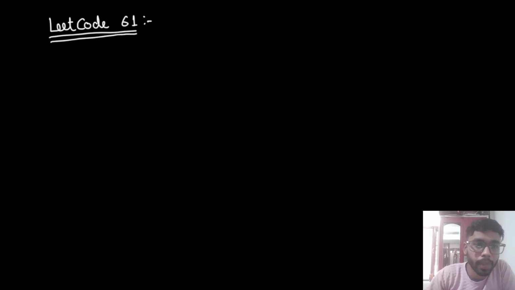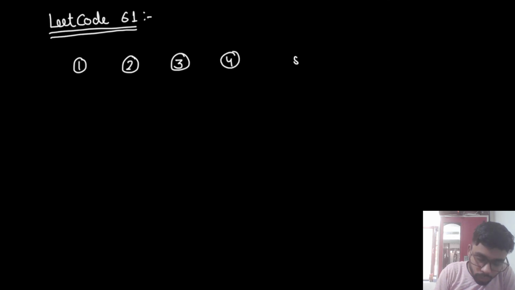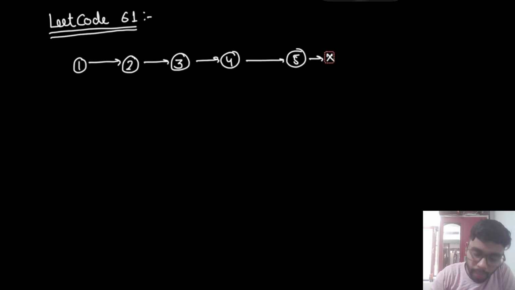So the linked list is 1, 2, 3, 4, and 5, and k equals 2. So we have to rotate this list by k equals 2, meaning 2 places to the right.